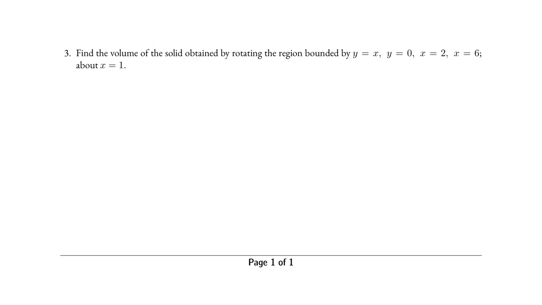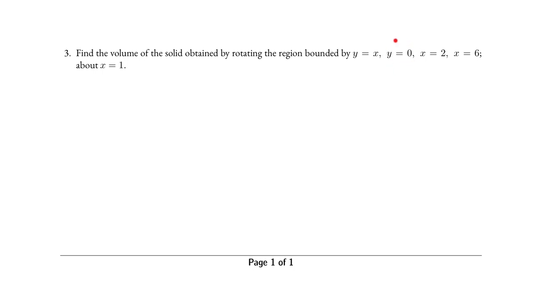Find the volume of the solid obtained by rotating the region y equals x, y equals 0, x equals 2, x equals 6 about the line x equals 1. Remember, when we draw the graph, the x and the y-axis are help lines only. They are not part of the bounded region unless stated otherwise.